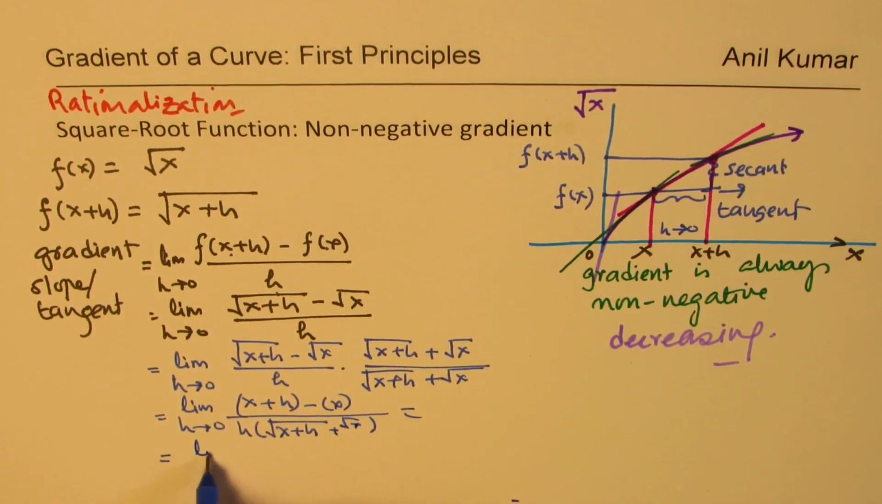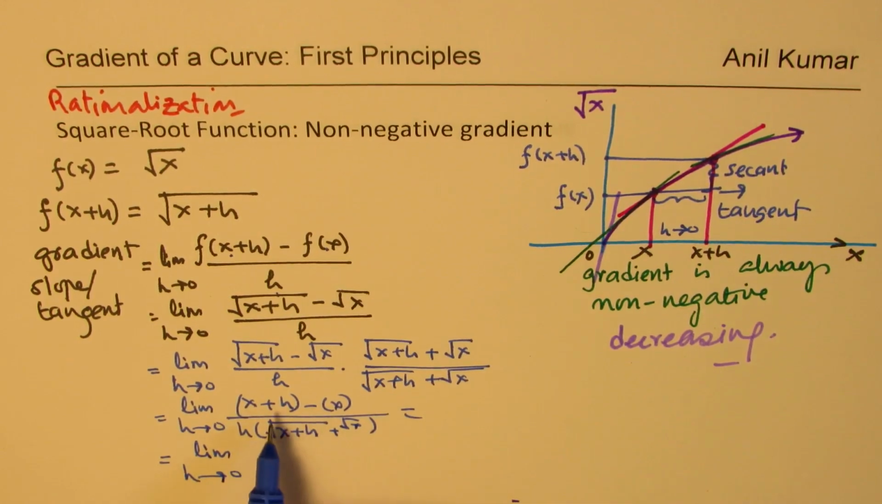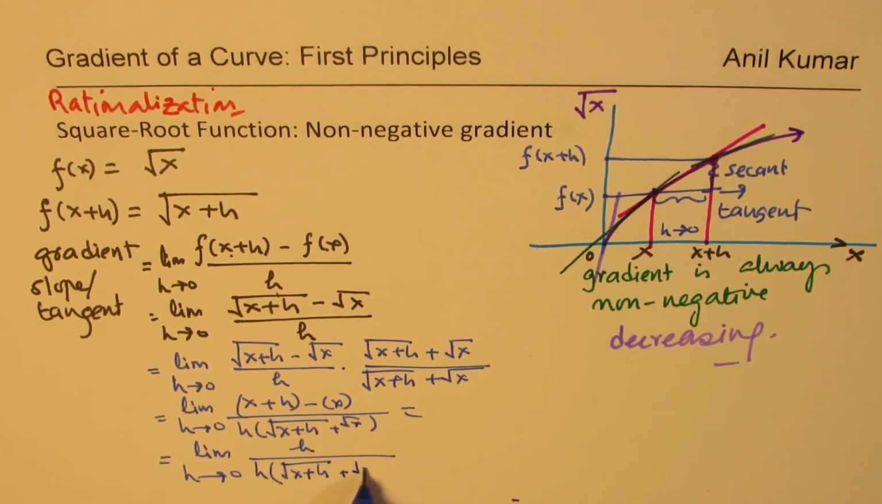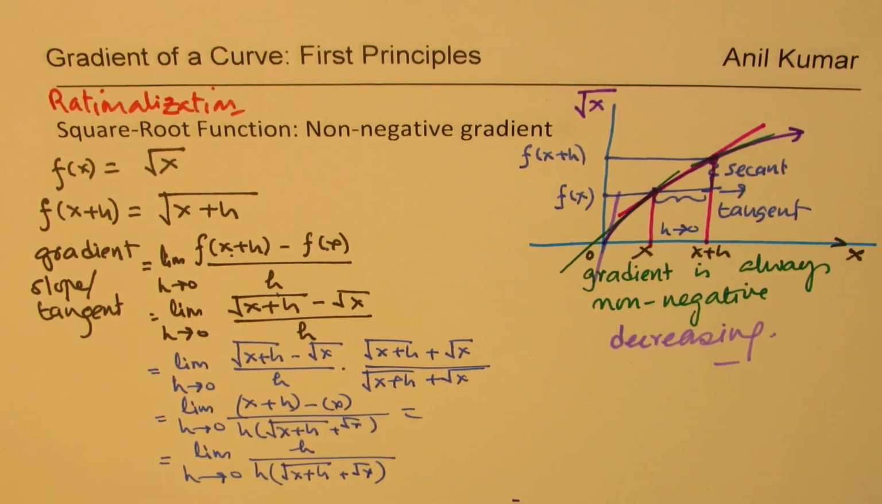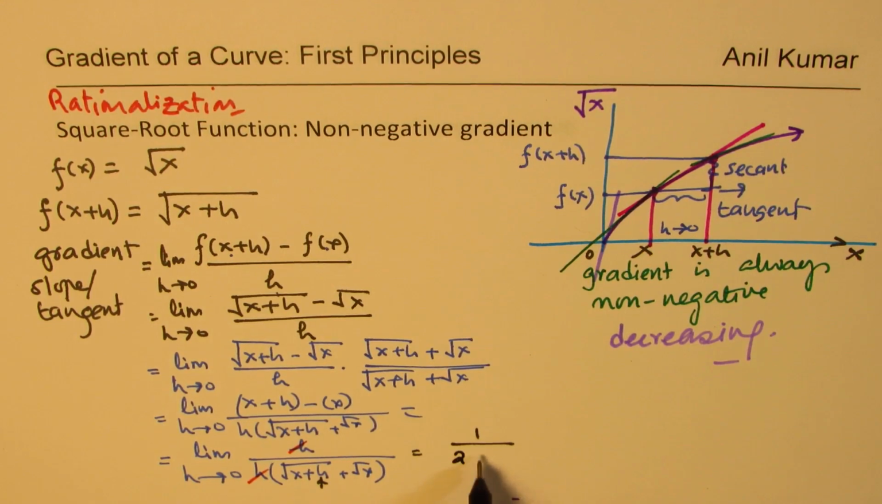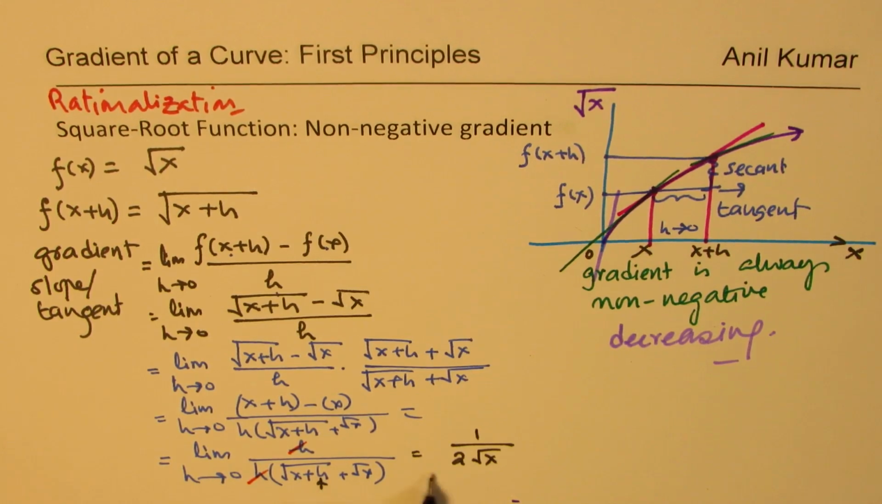And that basically gives you limit h approaches 0. In the numerator, we are left with h, correct? And in the denominator, we have h times square root of x plus h plus square root of x, right? So that's general algebra. So at this stage, these cancel. What are you left with? Well, we are saying limit h approaches 0. If h is approaching 0, in that case, I'm left with 1 over 2 square root x. Do you see that? h approaching 0, right? So we are left with 1 over 2 square root x. So that becomes the gradient.